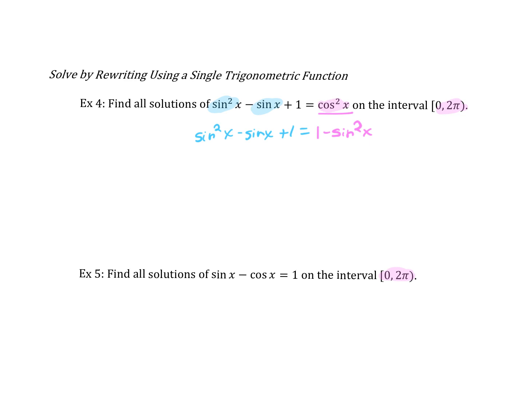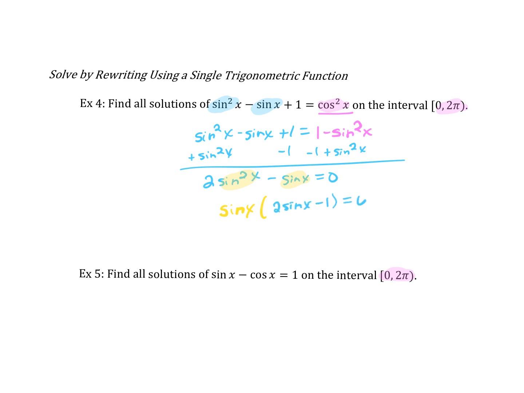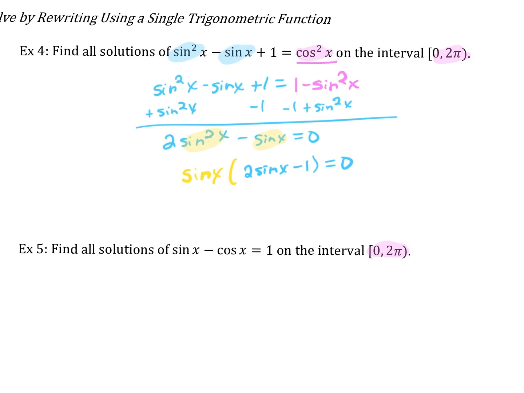I'm going to want to try to factor this because it's quadratic. So I've got to move everything over to the other side. I'm going to subtract that 1 and add this sine squared x. Now when we combine our like terms, we get 2 sine squared x minus sine x, and that's equal to 0. So we are going to look into factoring out a common factor. We've got a common factor of sine x, and what's left on the inside is 2 sine x minus 1. Now I'm going to set each of these factors equal to 0 and solve.